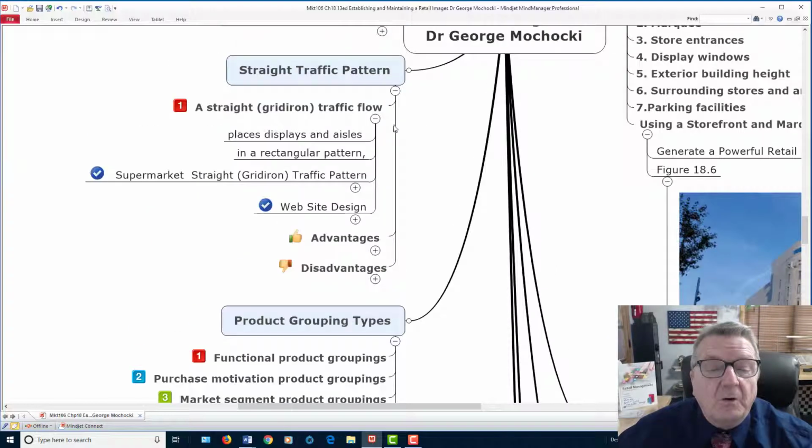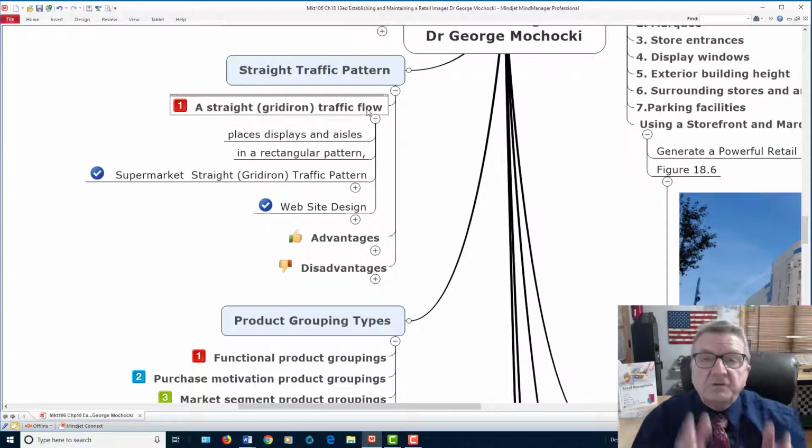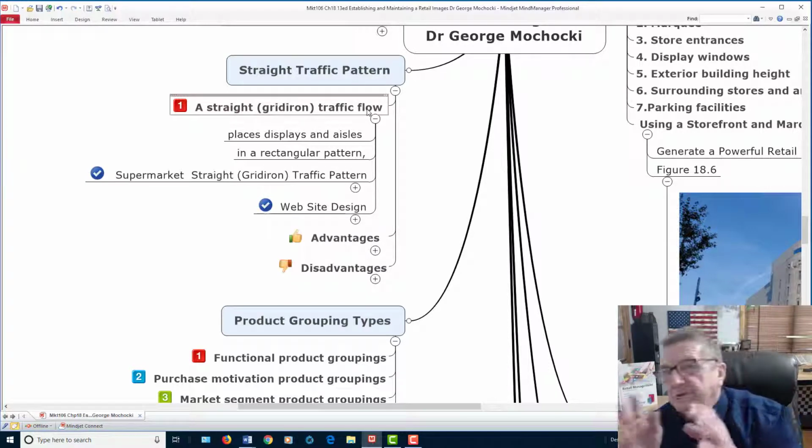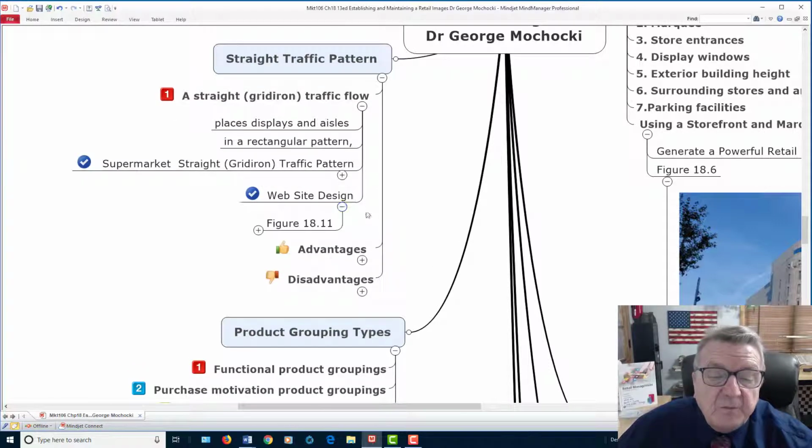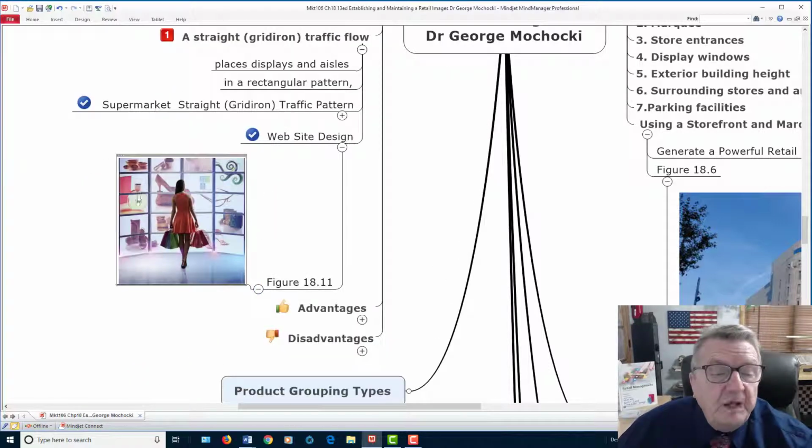You're live. Okay, now if I look at the straight traffic flow, a lot of stores are set up in grids. It's easy for people to move around. It's easy for me to monitor. It's easy to see the traffic flow. But it makes it very rigid. You know what I'm talking about? Very bureaucratic. And same thing with the design of your web. Your web should be designed so people come in and are able to see everything else.